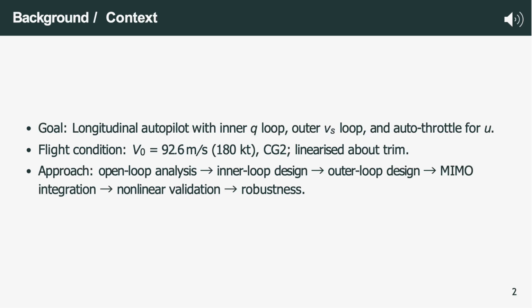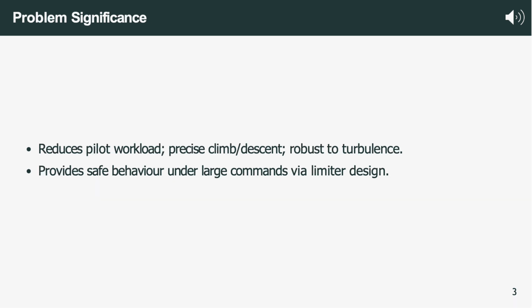The aim was to design a practical nested longitudinal autopilot. The inner loop stabilizes pitch rate, the outer loop commands vertical speed, and a throttle loop regulates airspeed. All designs were based on the linearized aircraft model at 180 knots, ensuring realistic dynamic behavior. This type of autopilot reduces pilot workload and maintains smooth, accurate climbs and descents, especially in turbulence. Command limiting logic also protects the aircraft from actuator saturation during large inputs.